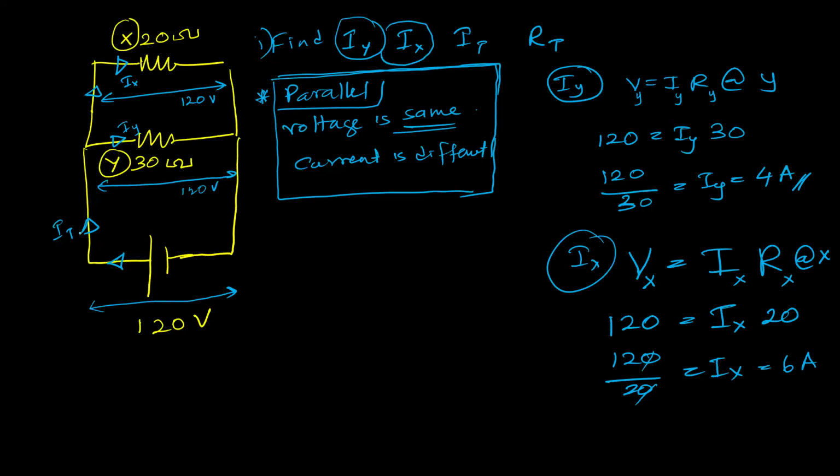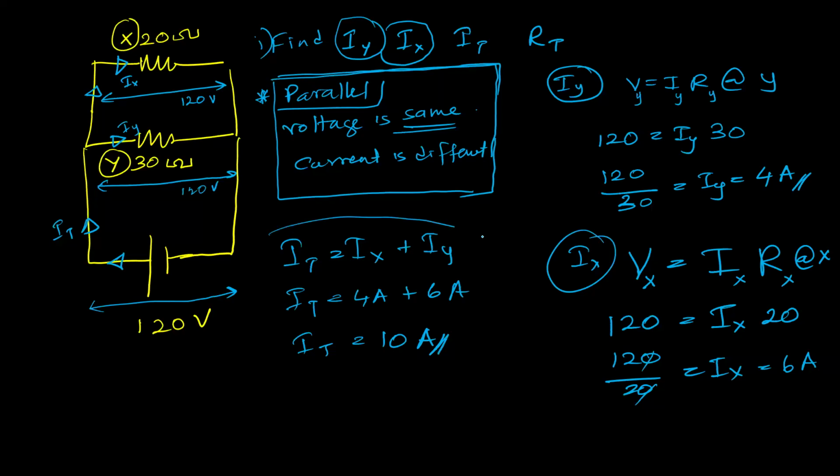Third one, I total. I total is very simple here. I total is the addition of Ix and Iy. If there were 3 parallel circuits and each are A, B and C, Ia plus Ib plus Ic will give you I total. In this situation, there are 2 resistors, 2 different currents. When you add those currents, it will give the total current. So I total is equal to 4 ampere plus 6 ampere. So I total is 10 ampere, right?